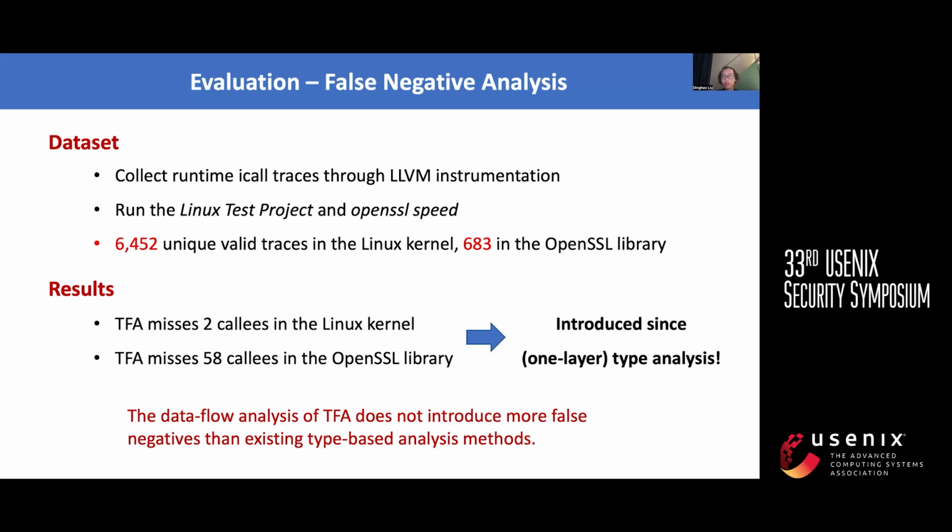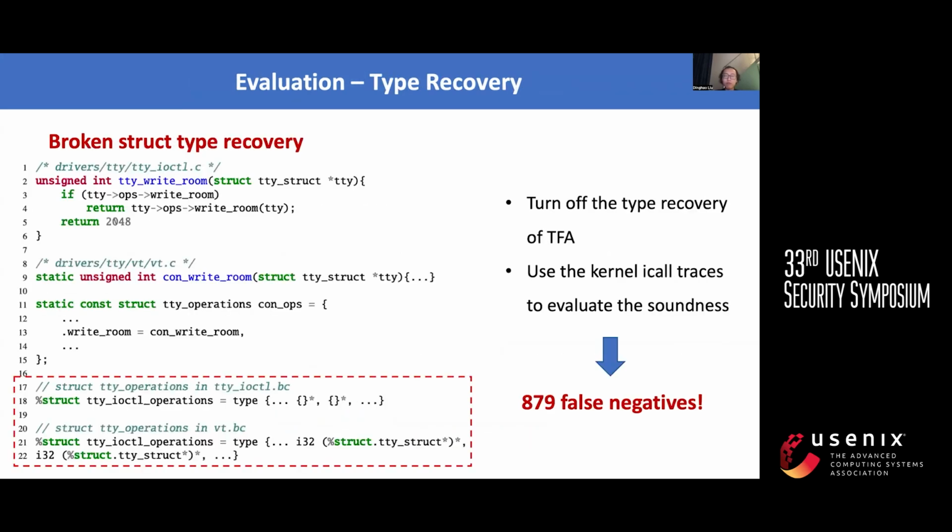Note that for OpenSSL, the main cause of false negatives is a type casting between void pointers and other pointers. If we allow such casting in type analysis, then we will have no false negatives. If we do not perform type recovery, the false negative number rises to more than 800. We can see that the broken types will influence the soundness of type analysis in LLVM, and the type recovery could effectively resolve this problem.